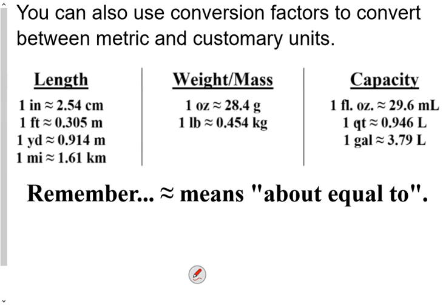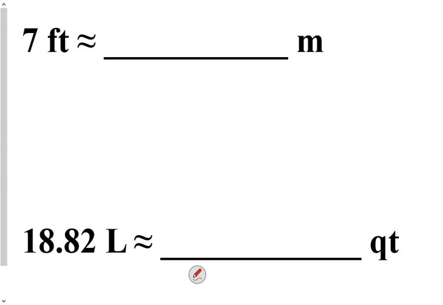Something you might not have seen before is the squiggly equal sign. That's what I call it, a squiggly equal sign. That sign means about equal to. So 1 inch is not exactly 2.54 centimeters. It's just a very, very close approximation. All right, so let's look at our first problem. 7 feet is about how many meters?